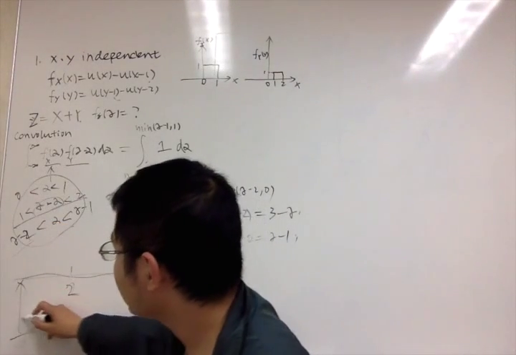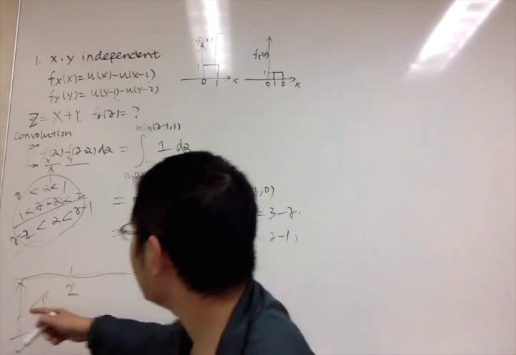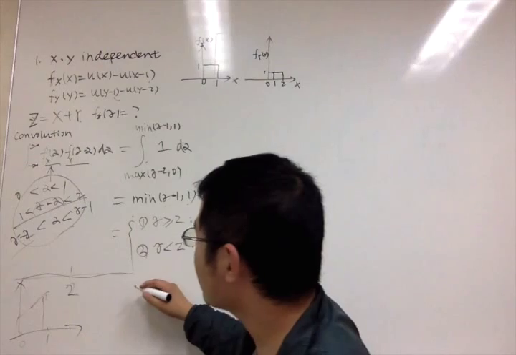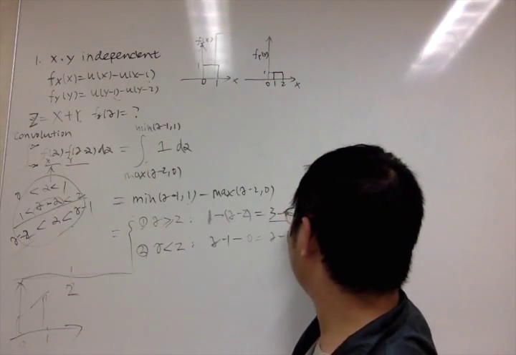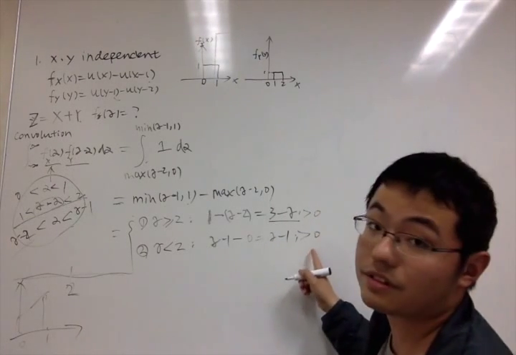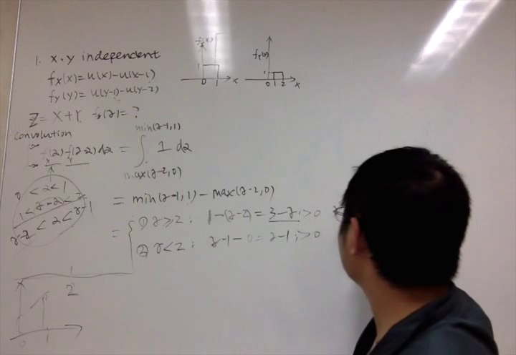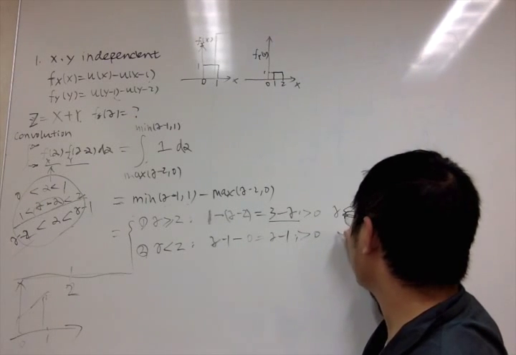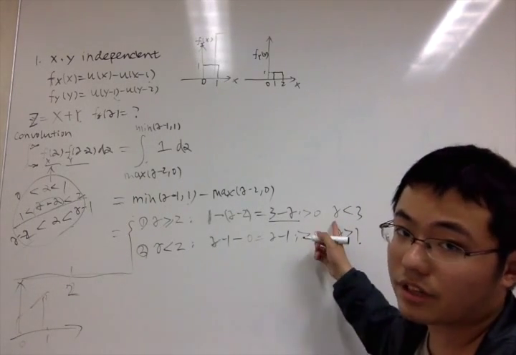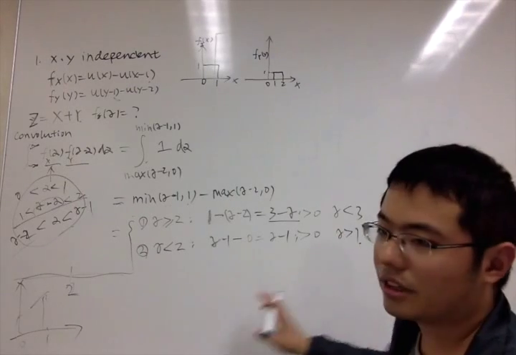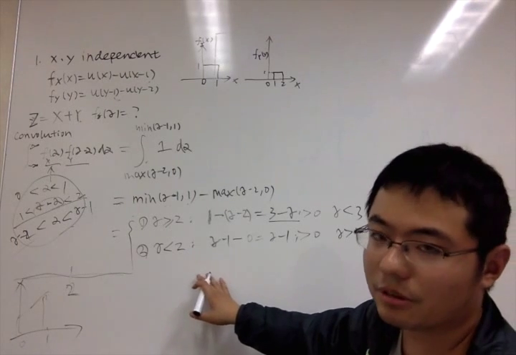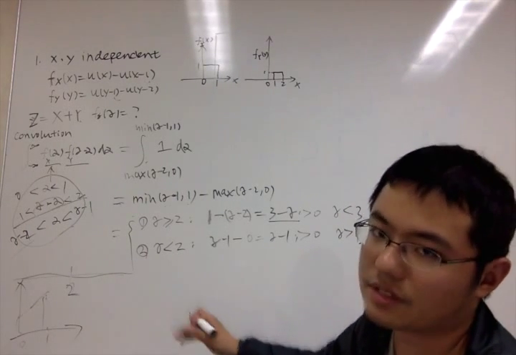In fact, z must take such values that this one is larger than 0 and this one is larger than 0 too. So z must be smaller than 3 and also larger than 1. So z is between 1 and 3. Okay, so technically, we have already figured out the probability density function of f_Z in this question.